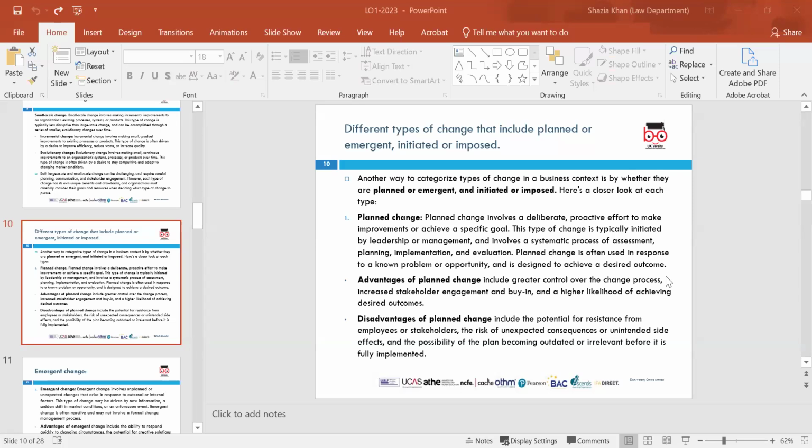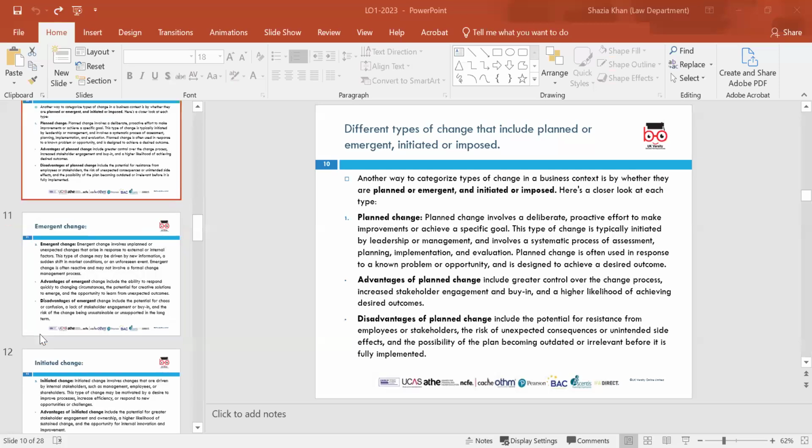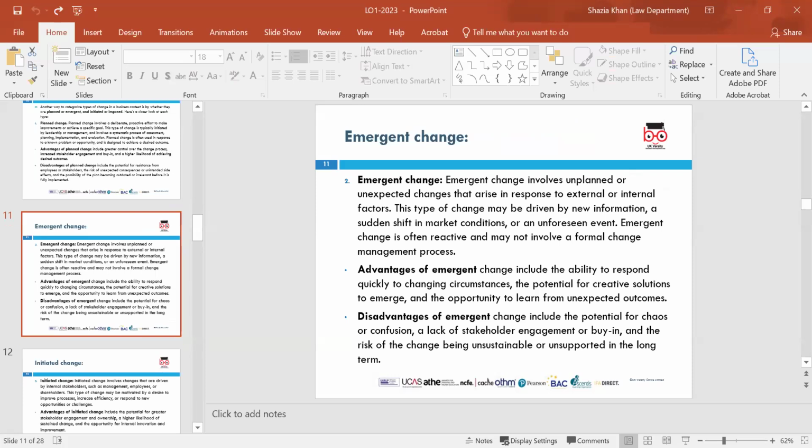The advantages of planned change include greater control over the change process. And disadvantages include the potential for resistance from employees or stakeholders. Some people don't like planned change, and some stakeholders and shareholders don't like it. Emergent change. What do you think emergent change is?